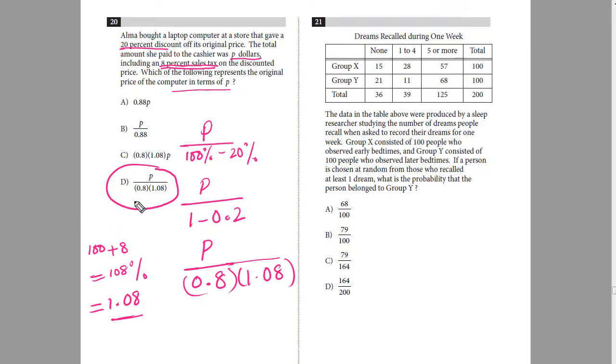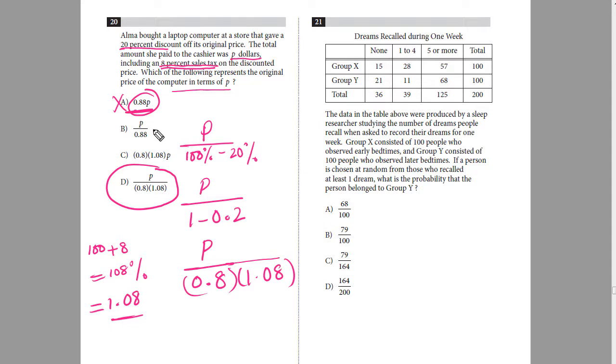So this is the correct answer for question number 20. Now if it were option A, the price would be multiplied by 0.88, so the answer will be a smaller number, but the original price is more than the price that she has paid, so that would be wrong.